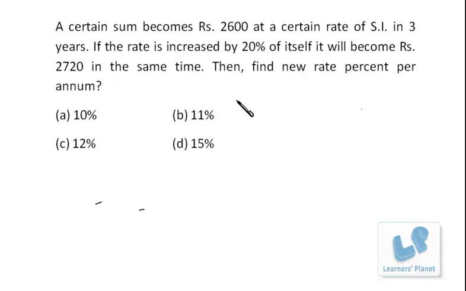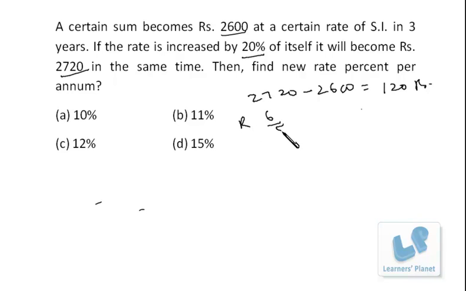See, the sum is 2,600 when the rate is a certain percent, maybe R, and if the rate is increased by 20% of itself, then it is 2,720. That means what is the difference? 2,720 minus 2,600 is 120 rupees, and this difference is because of the increment in rate by 20% of itself. Suppose initially the rate is R, now the rate is 6 by 5 of R. That means a 20% increase. Now if the rate is increased, the impact will be on SI.